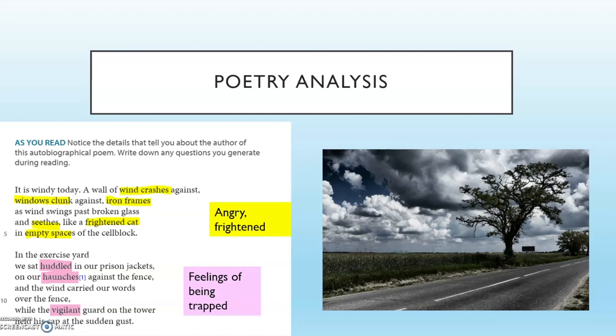Writers use personification to give human-like qualities to inanimate objects. Let's take a look at lines 1 through 12. What is being personified? How do the human-like qualities affect the speaker's attitude toward life in prison?